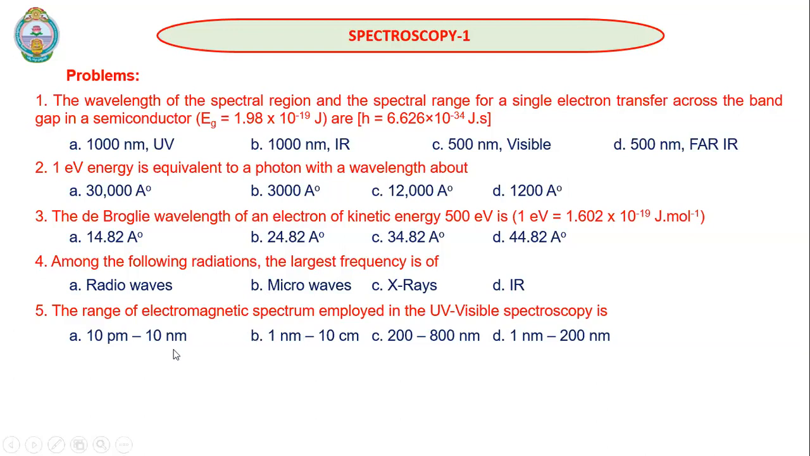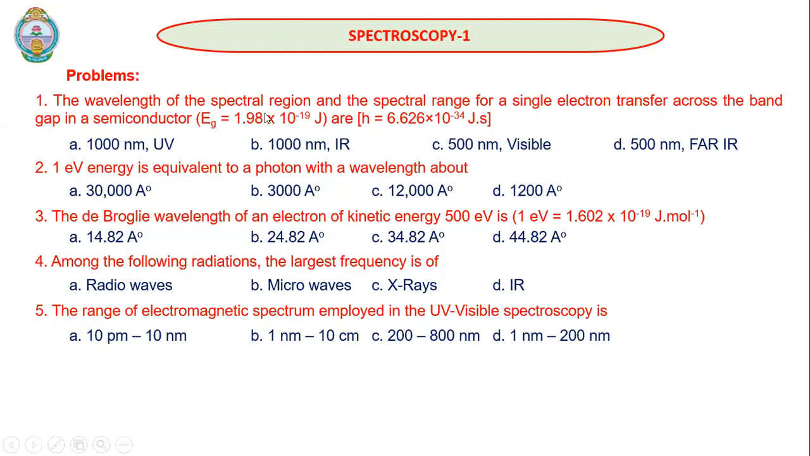Next problem. The range of electromagnetic spectrum employed in the UV visible spectrum. UV light is from 1 to 400 nanometers. Visible light is from 400 to 800. So it must be from 400 to 800. Of course, for some reasons, we use only from 200 to 800. That I will discuss in the next class. Now we will see these three problems.